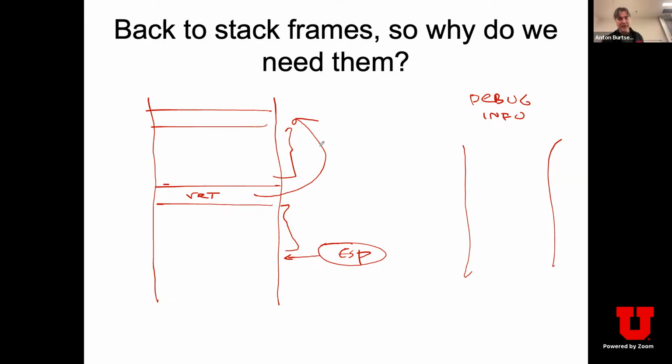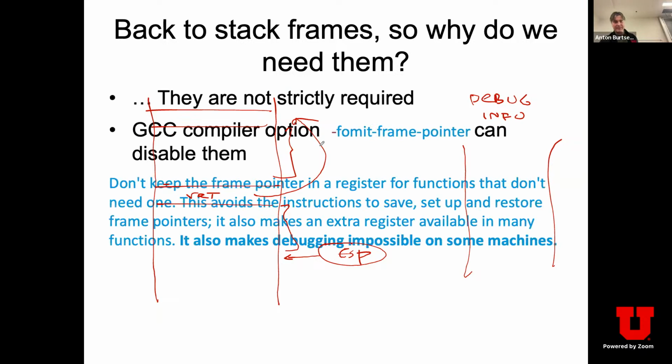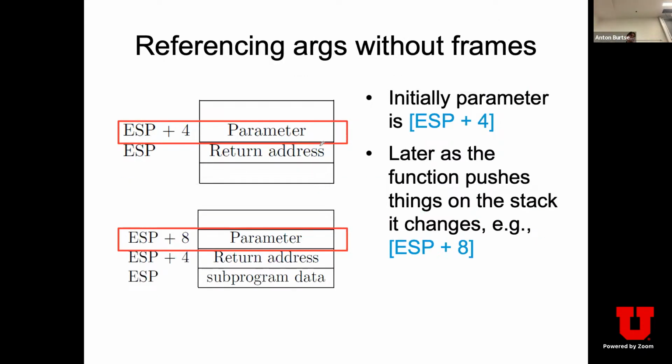A similar debugging problem is the following. Remember, I said that when we enter the function, we have the following stack layout without the stack frame. ESP points to the return address. ESP plus 4 is pointing to the first argument, right? Let's imagine we just take one argument. So the current location of this argument is ESP plus 4.